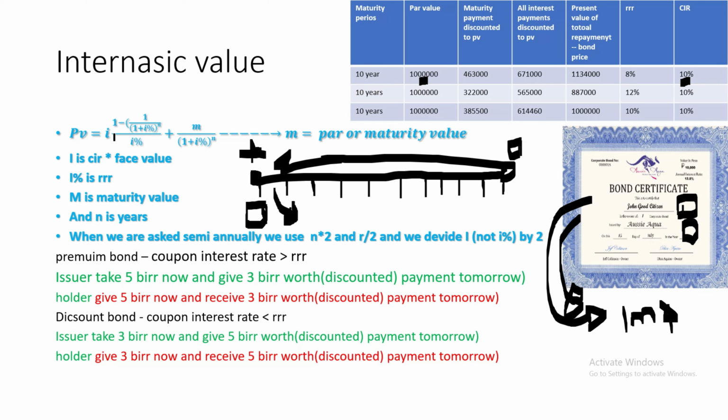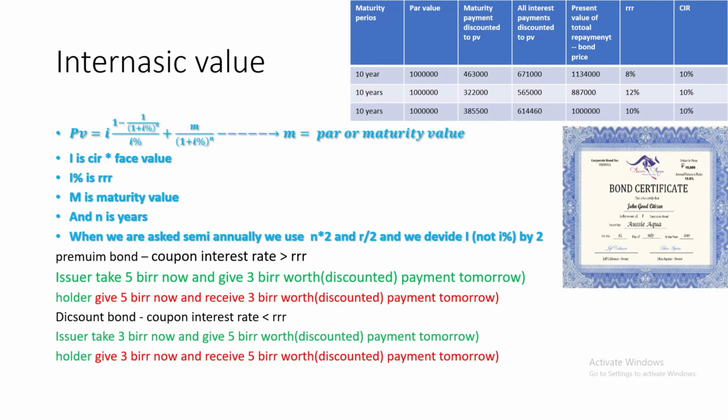We use 100,000 here. We use only the coupon interest rate in this I, but for this we use 1 over 1 plus I, where we use the required rate of return, which is 8% in this case, to the power of n is 10 years. We know that the issuer will pay us a periodic annual interest for 10 years, 10 interest payments, and at the end he will pay the maturity of $1 million that he promised.